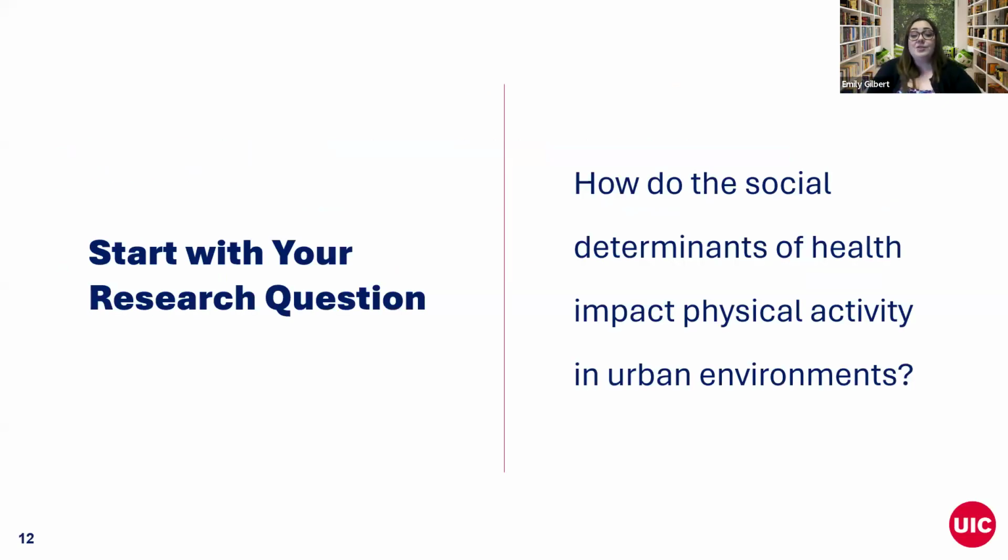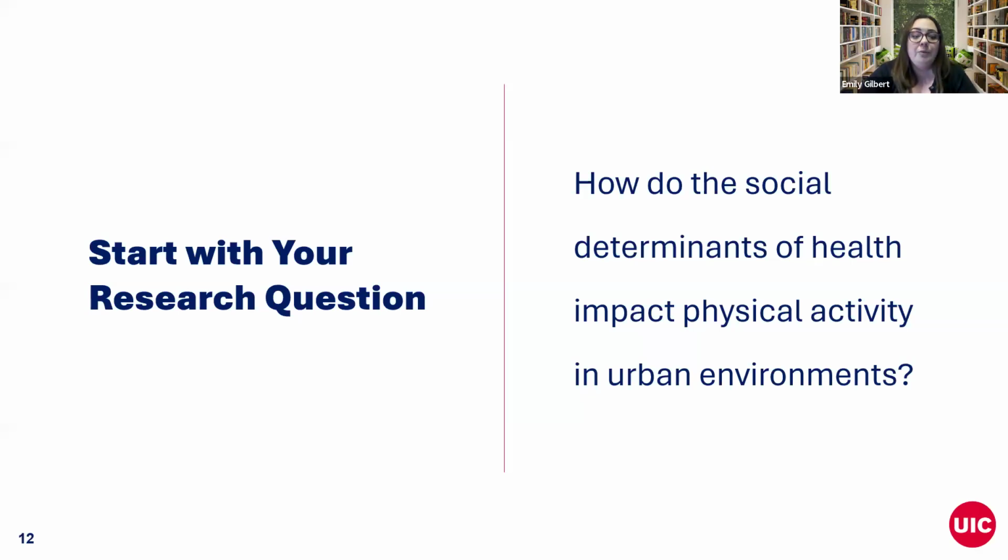So of course, you have to start with your research question. And so we have a sample research question that we have developed in the slides today. The research question is, how do the social determinants of health impact physical activity in urban environments? So from this research question, you have to figure out what to do next, right? You can't just paste your research question into PubMed and expect to get all of the useful literature.